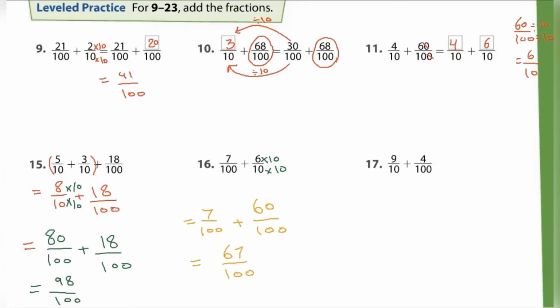The last problem. 9 out of 10. Just multiply by 10 up and down. It will be 90 out of 100 plus 4 out of 100. We have a like denominator, so I will add the numerators directly. 90 plus 4 equals 94 out of the same denominator, which is 100.